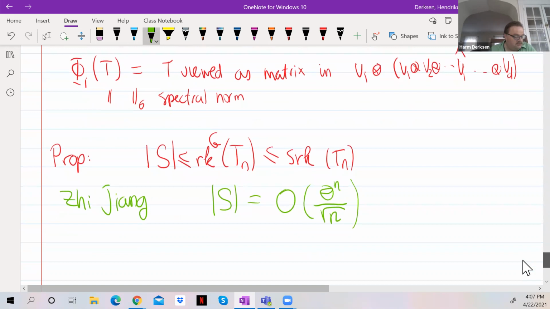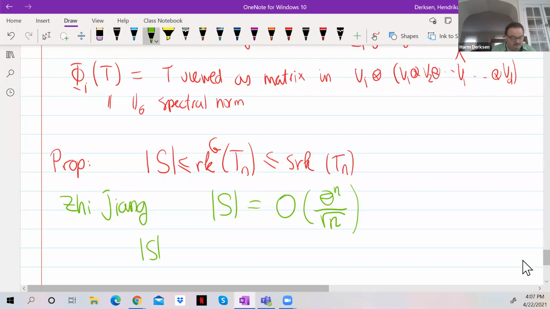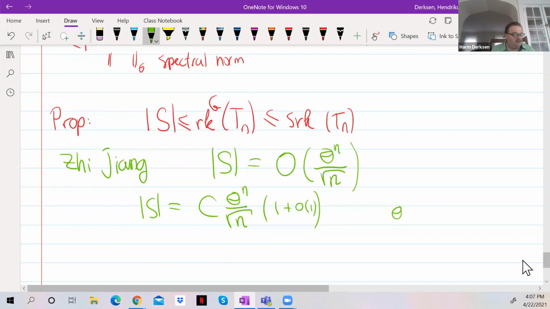In fact, he also gives more precise bounds, where you have a constant times theta to the power n over square root n, times one plus small o of one. So approximately theta to the power n over square root n, where theta was again this number from before, and then some explicit constant. Using the G-stable rank instead of the slice rank will then improve this constant. The improvement of square root n comes from something else, which boils down to estimating a certain number of monomials, which then in the end boils down to estimating a fairly complicated integral.